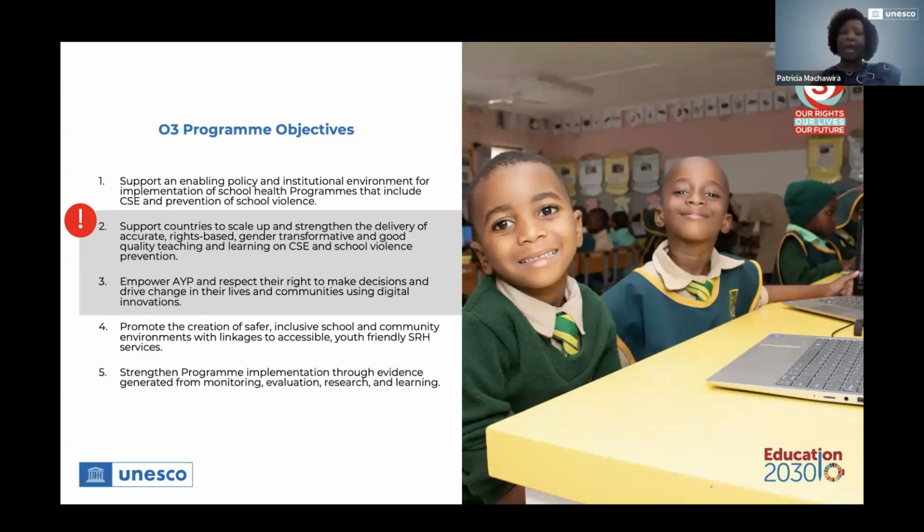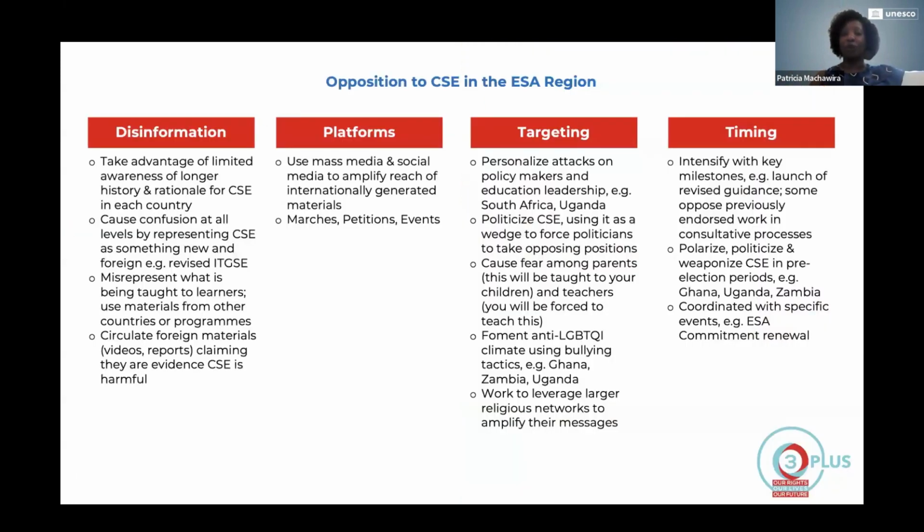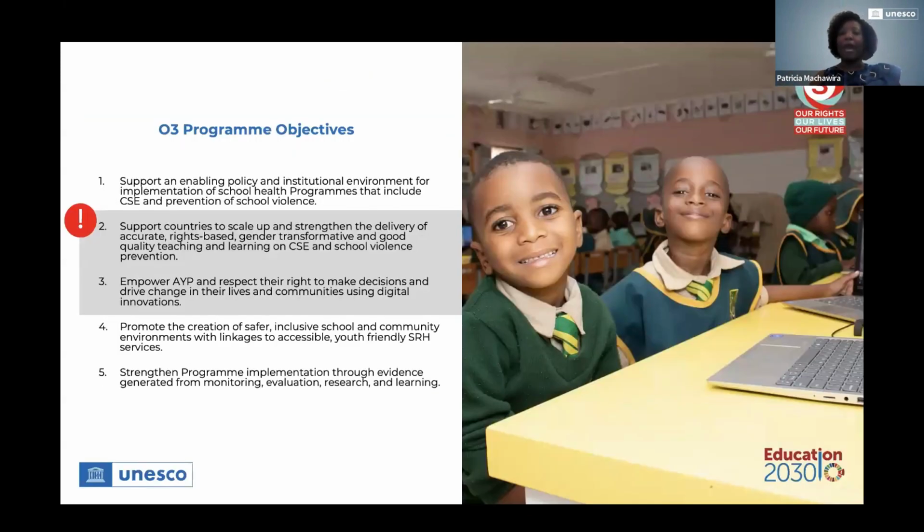So the O3 program has those 5 objectives. The first one focusing on supporting and enabling policy and institutional environment. Sorry, Don. And then, for this presentation, we'll focus mainly on 2 objectives. The first one being to support countries to scale up and strengthen the delivery of accurate, rights-based, gender transformative, and good quality teaching and learning on CSE and school violence prevention.